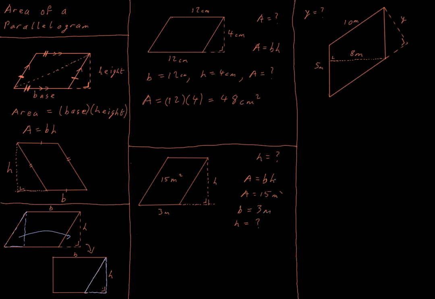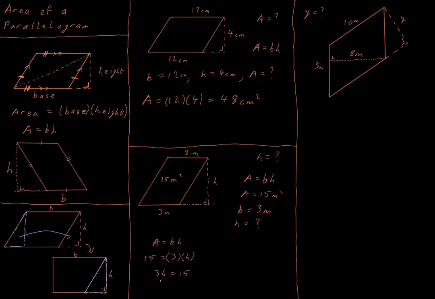So I've listed my formula. I've figured out what shape I've got. Is there any information I can fill in? Well, I know that this length here must be 3 meters as well. So at this point, I can write down the area is equal to BH. So 15 is equal to the base times the height that I'm looking for. So 3H is equal to 15.